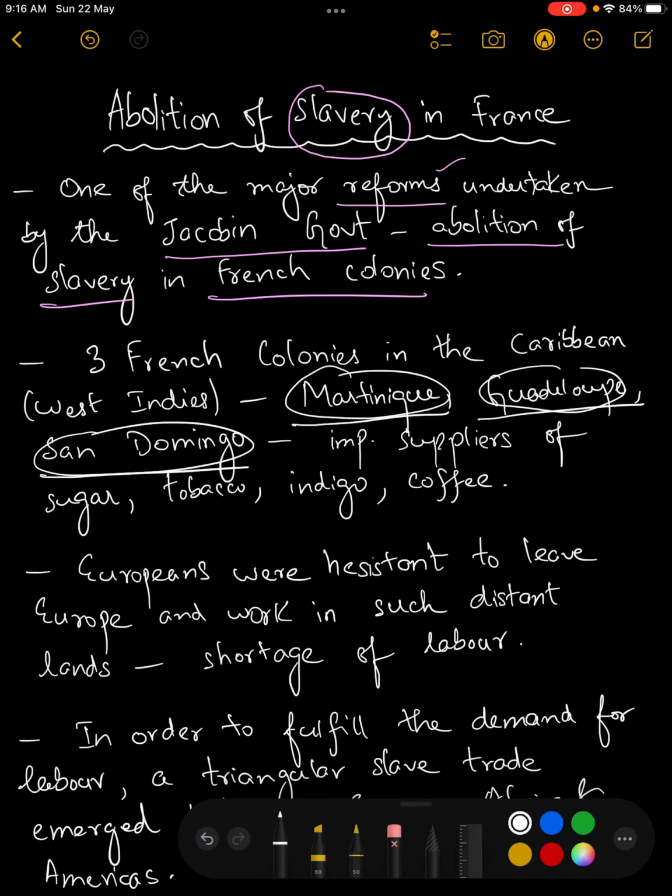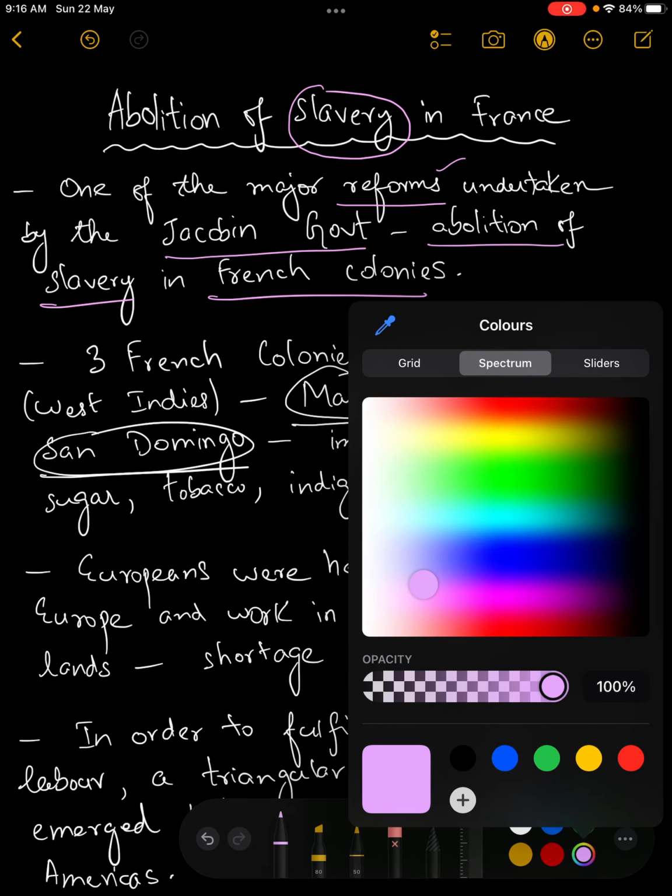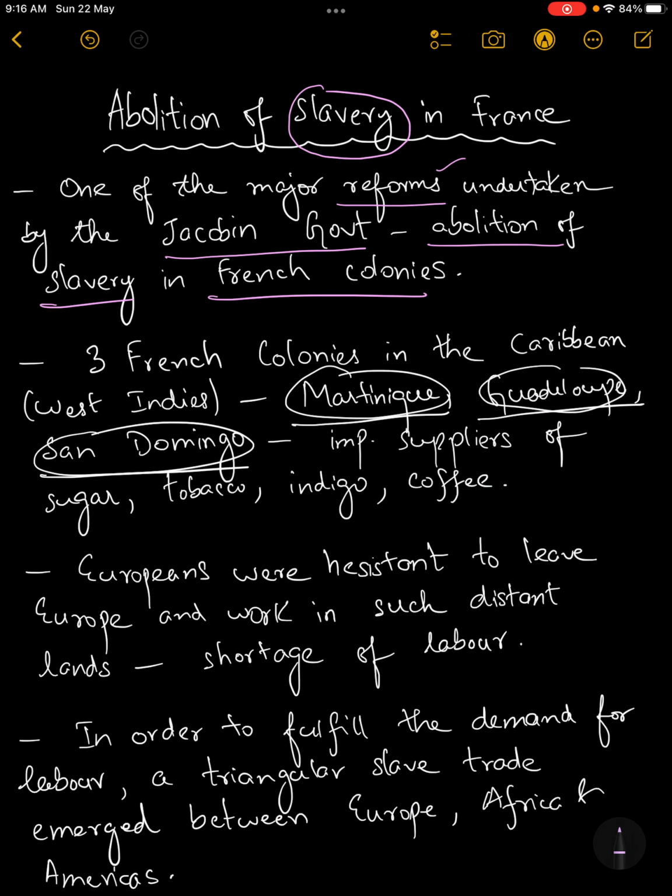Now, the big idea behind these islands is that they are important suppliers of the four most important commodities in European markets at that point of time: sugar, super expensive; tobacco; indigo, super expensive again; and coffee. Of course, it is still expensive. So four products. These three islands were French colonies, and they supplied these four products to France.